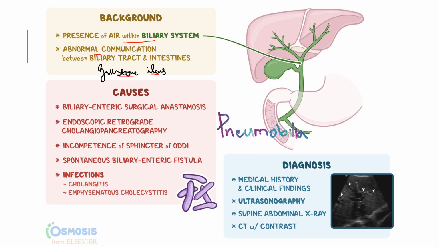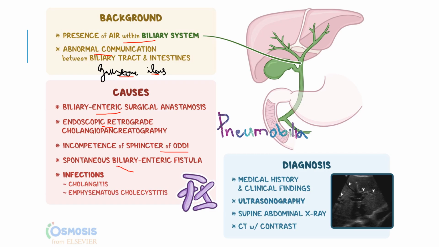So there is an abnormal connection between the biliary tract and intestine. It may be due to biliary enteric surgical anastomosis, ERCP, incompetence of the sphincter of Oddi, which is the sphincter at the ampulla of Vater, which is the second part of the duodenum wherein the common bile duct opens.